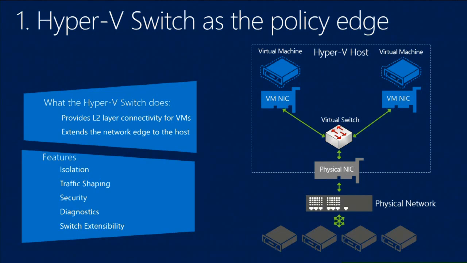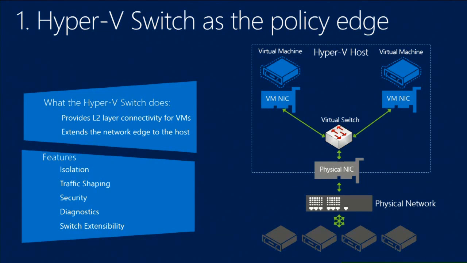bunch of features. It provides features around isolation, traditional VLANs, PVLANs, and the new isolation models that Hyper-V network virtualization brings. It has mechanisms for traffic shaping with QoS support for min and max. We have a whole bunch of security features in there with ACLs and extended ACLs and DHCP guards and router guards. There's a lot of diagnostics built into the switch.